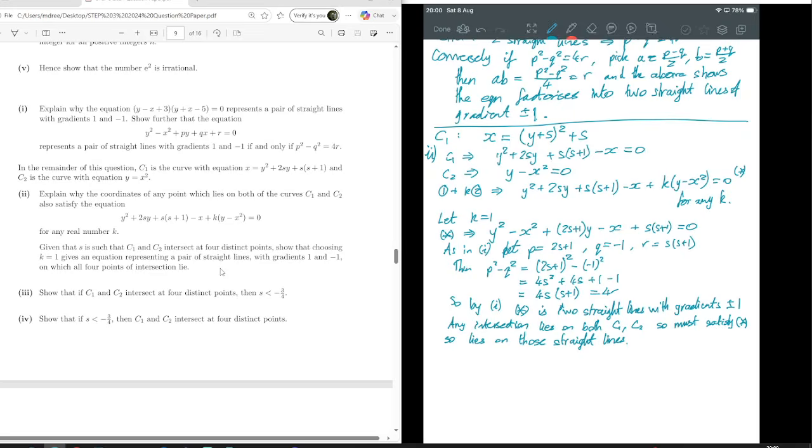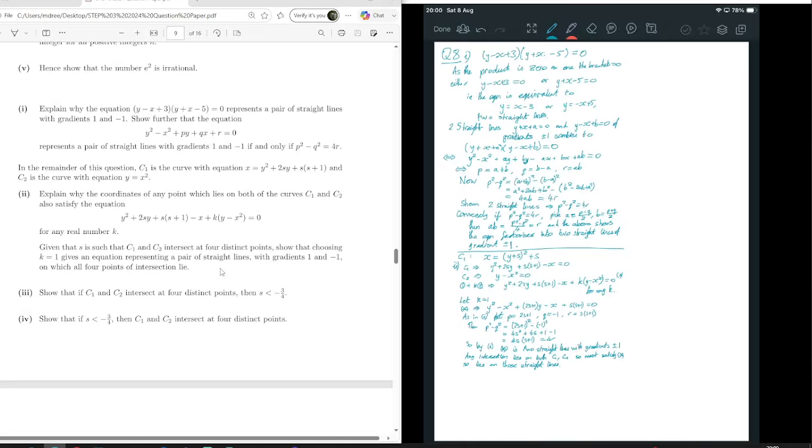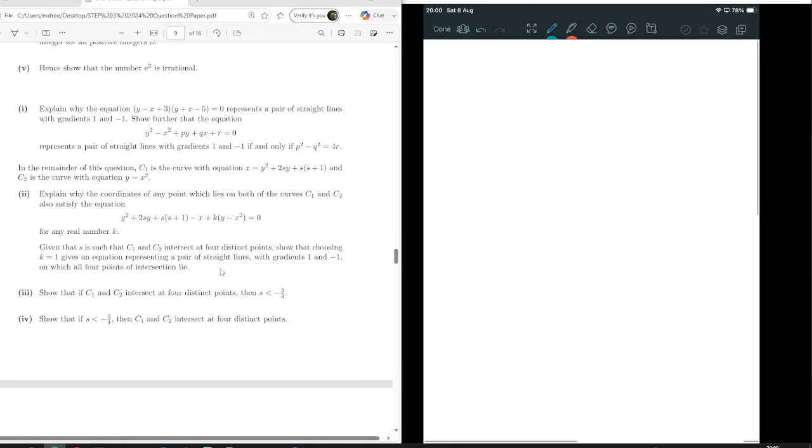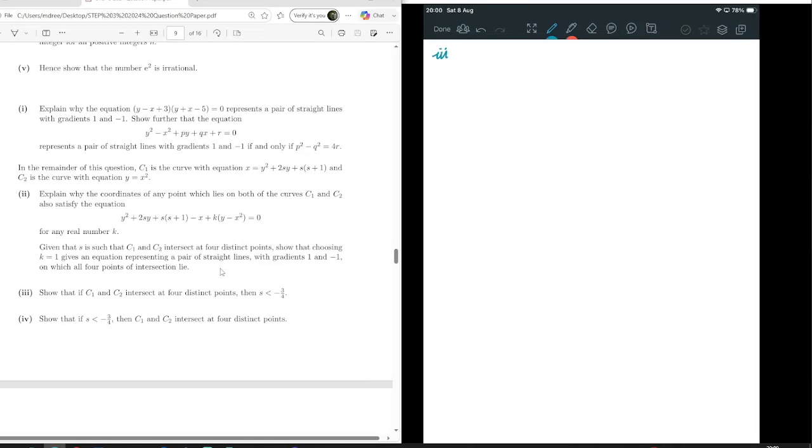Okay, nice. Again, quite a weird situation we've got ourselves into. We've managed to restrict where these intersection points are living on these two things. Part 3. And I'm going to turn the page now. So part 3 is now trying to actually put a condition on the S. Show that if they intersect at 4 points, then we have a condition on S.